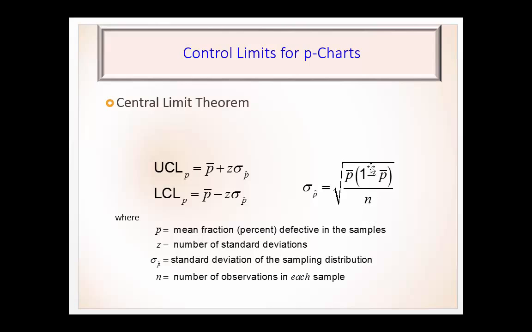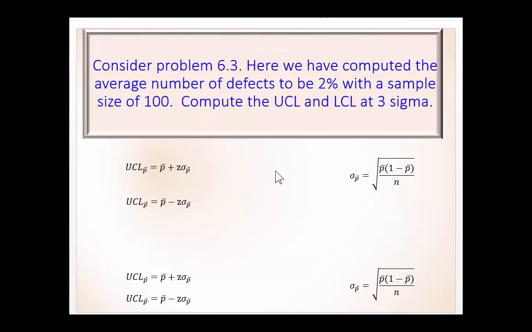So let's go ahead with this as background and try a problem. Here we have an example of a proportion problem where we're going to compute the upper and lower control limits of P bar based on this information. This is example 6.3. Here we have computed the average number of defects to be 2%, so P bar is equal to 2%. We have a sample size of 100, so N is equal to 100, and we want to compute the upper and lower control limits set at 3 sigma.